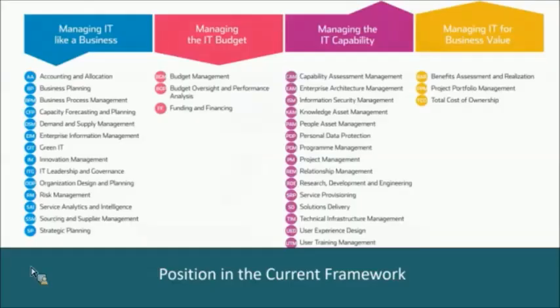And where do they fall within the framework itself? Well, program management and project management fall within the managing the IT capability, macro capability. And project portfolio management falls under managing IT for business value, under that macro capability, which is exactly where you would expect these critical capabilities to appear. It is about managing IT capabilities within the organization, and it is about driving value back to the business.